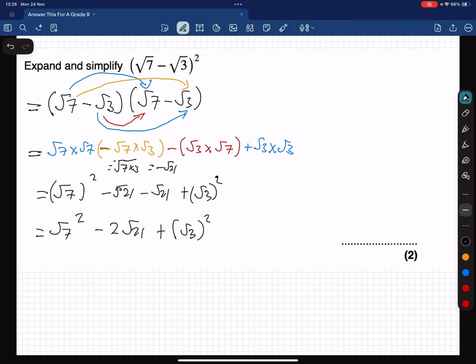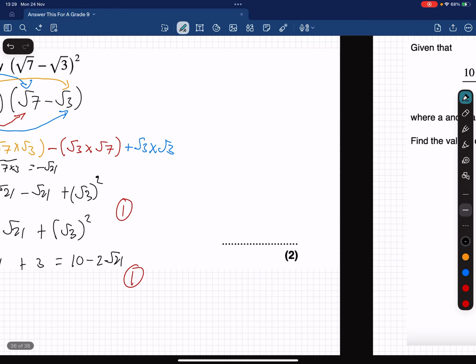Okay, so root 7 squared is equal to 7, root 3 squared is equal to 3. This, therefore, is equal to 10 minus 2 root 21. So where do the marks come from? Yeah, 1 mark for the expansion, 1 mark for the correct answer. Quite easy, right?